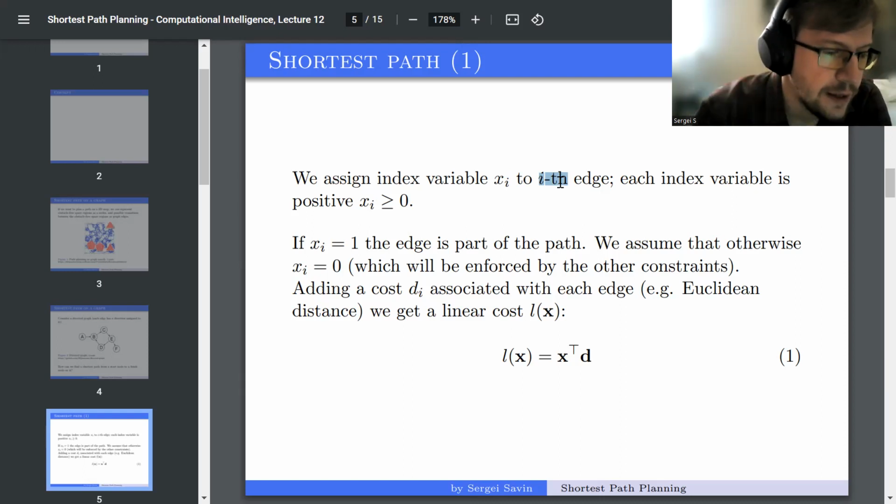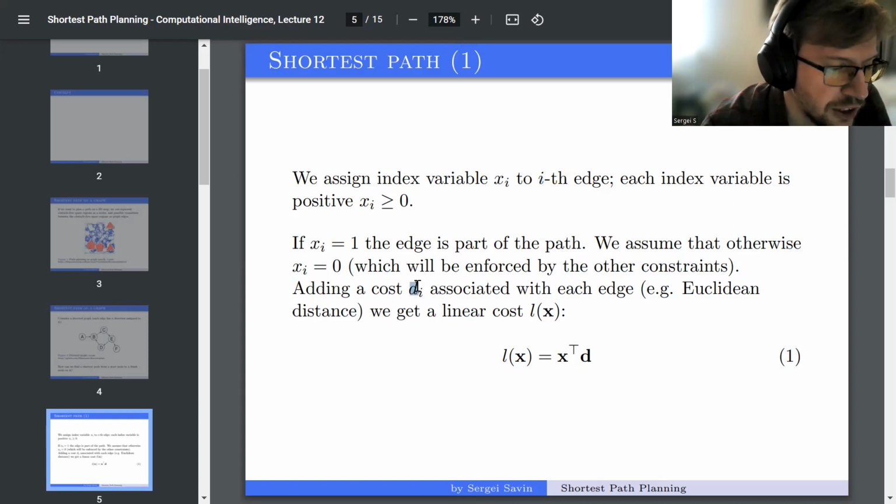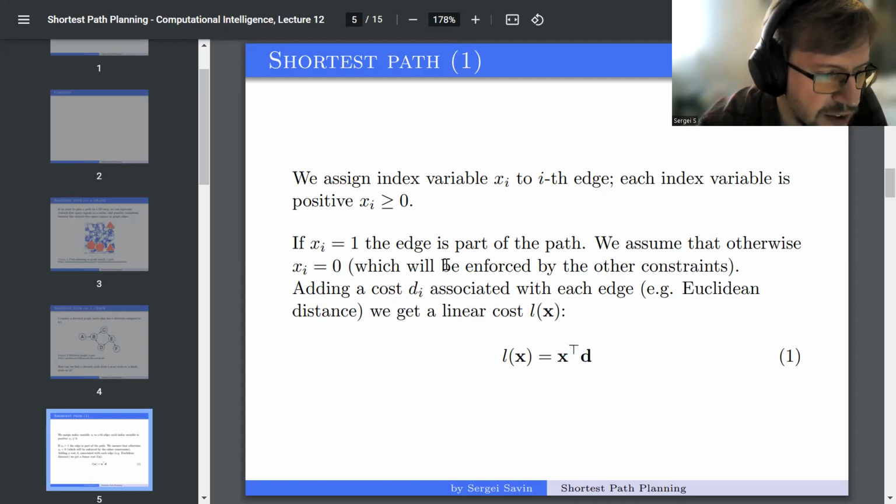All right. Now, we have this cost d that I was playing around with on the last slide, associated with each edge. Since each edge has an x_i variable associated with it, the cost is also associated with each variable. So we can get a linear cost very easily. That would look like this: x times d.